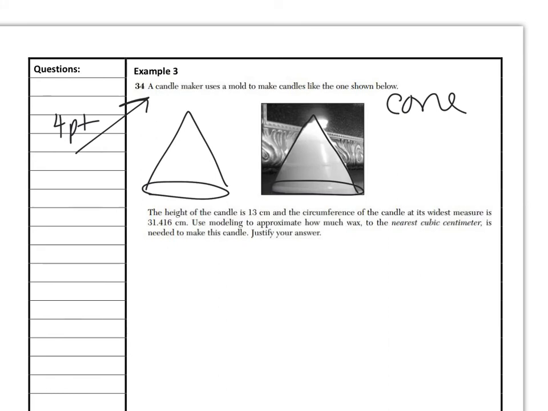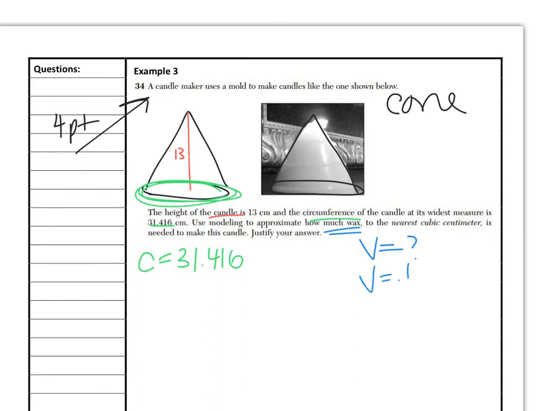And they tell you that the circumference, or sorry, I'm reading too far ahead. The height of the candle is 13. And the circumference of the candle is 31.416. So C equals 31.416. And it says use modeling to approximate how much wax must be needed to make the candle. So how much wax to make the candle is talking about the volume. In order to find the volume, we need the formula 1/3 pi r squared times the height. But I've got the height and I don't have the radius, so I've got to find the radius first.